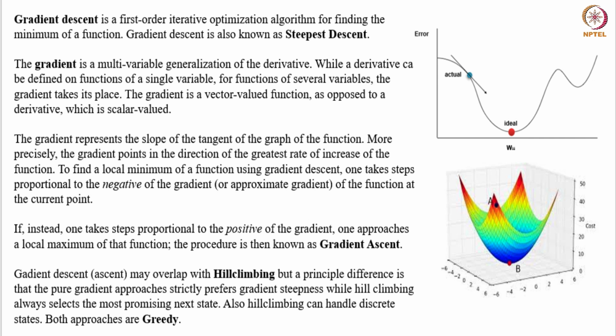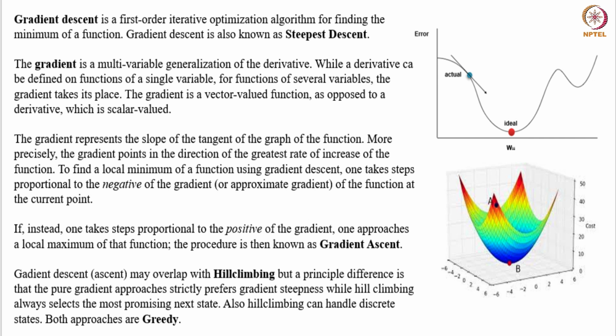And the gradient represents the slope of the tangent of the graph of the function. More precisely, the gradient points in the direction of the greatest rate of increase of the function. To find a local minimum using gradient descent, one takes steps proportional to the negative of the gradient at the current point. As I earlier mentioned, we can model our problem as a minimization problem. We can probably model the same problem in another way, so that we construct a maximization problem.